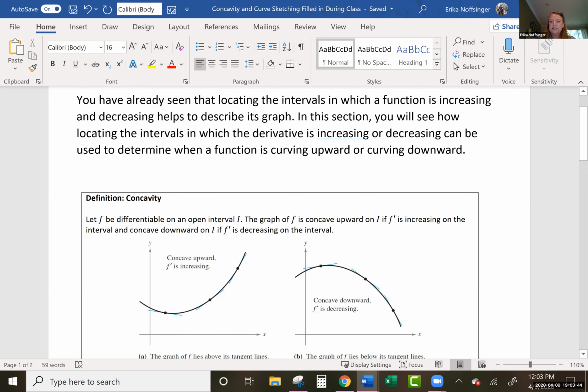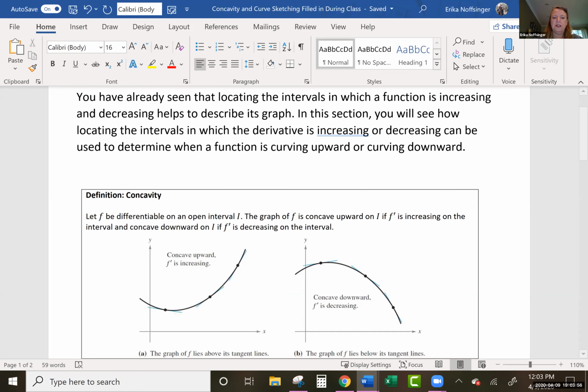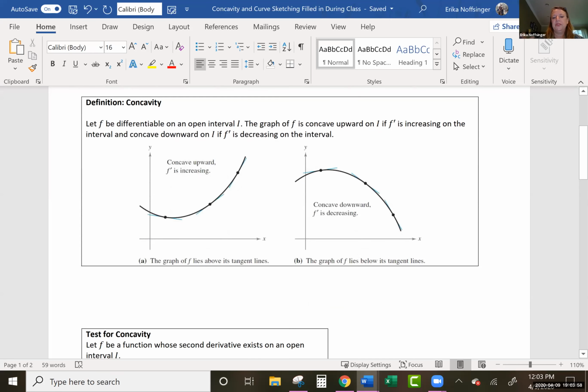So in this section, you'll see how locating intervals on which the derivative is increasing or decreasing can be used to determine when a function is curving upwards or curving downwards. So notice there's these two different shapes below, and these here are concavity. And be careful, because when you're reading this and it says concave upward, if f prime is increasing, that's not saying my function itself is necessarily increasing. It says my first derivative is increasing. So I wanted you to be aware of that.